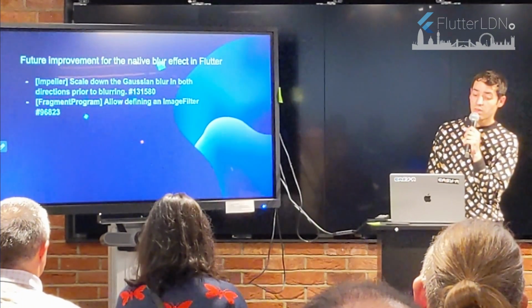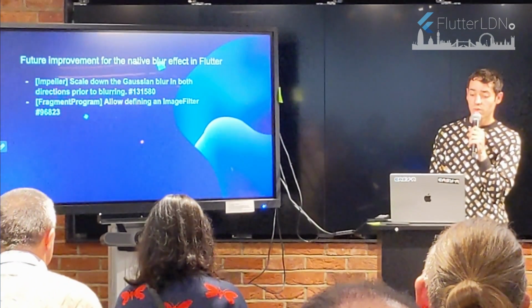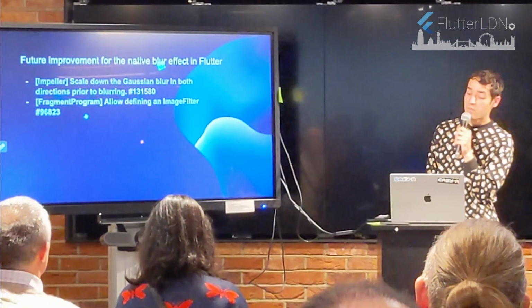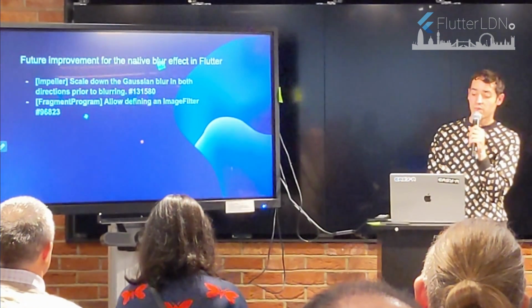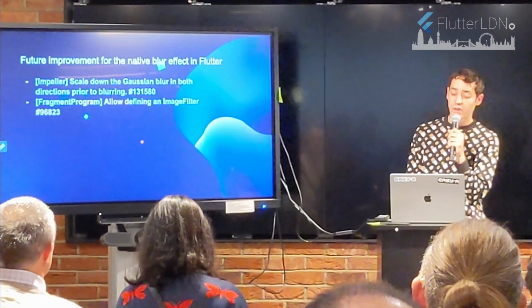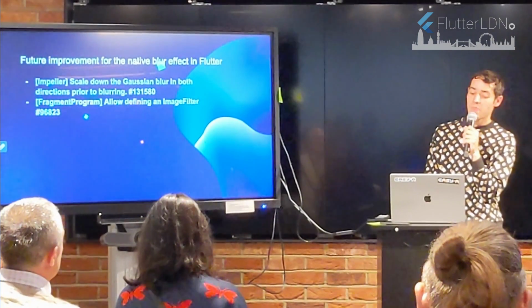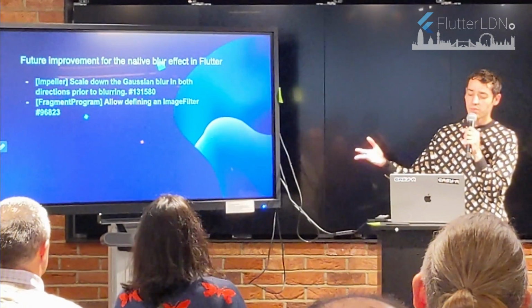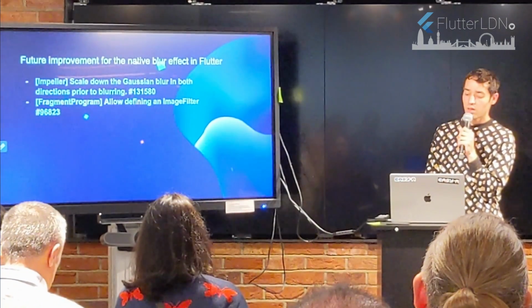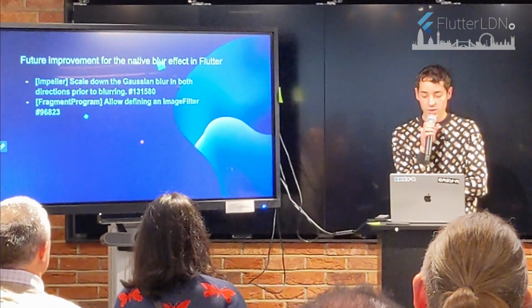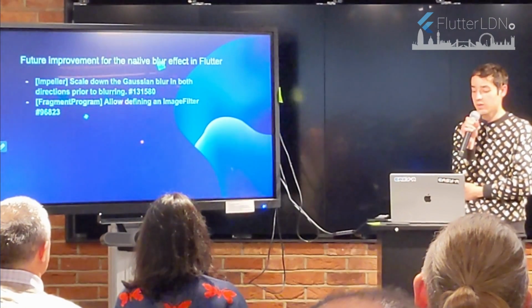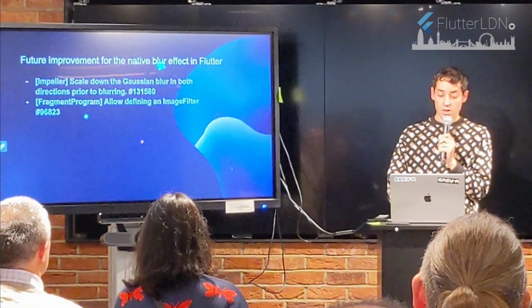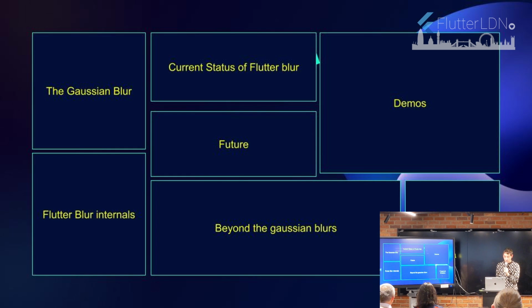Scale down the Gaussian blur. This is something I think they are literally working on right now, and it will make at least the current version of the Flutter blur a little bit faster just by going through the blur effect two times. So it's a very common way of getting the blur effect to perform better. So that's a summary of the talk. We have talked about all of these things, and I hope one of them got your attention.